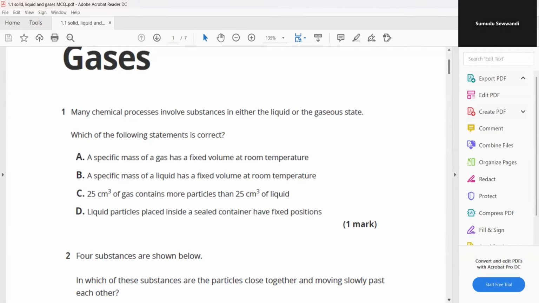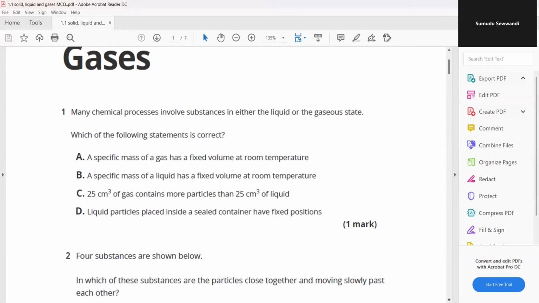In question 1, A. A specific mass of a gas has a fixed volume at room temperature. This is incorrect. Gases expand to fill the entire volume of their container, so their volume is not fixed unless the container is rigid. Consider B. A specific mass of a liquid has a fixed volume at room temperature. This is correct. Liquids have a definite volume but take the shape of their container. Then the C part. 25 cubic centimeters of gas contains more particles than 25 cubic centimeters of liquid. This is generally incorrect. Liquids are denser than gases, meaning they have more particles packed into the same volume.